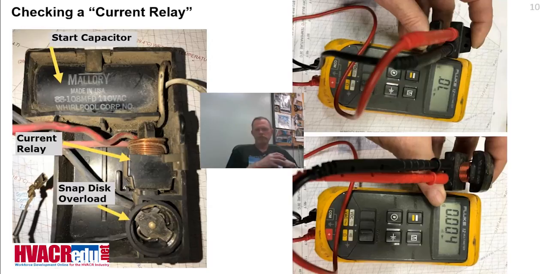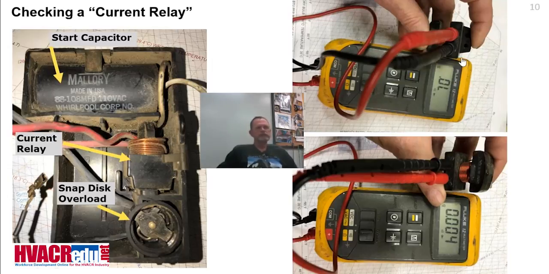In small commercial, you're likely to find a current relay with a start capacitor and an overload. Those small compressors are generally capacitor start. They need that bump to get them going. That's what a start capacitor does. It gives them that shot because they need to start under a load. If you don't know how to check a current relay, it's pretty simple. You can see the current relay here in the start package that came off the side of a compressor.